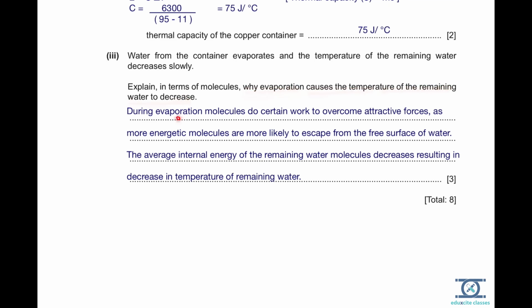So we know that during evaporation molecules do a certain amount of work to overcome the attractive forces. More energetic molecules are likely to escape, those molecules which have more energy are likely to escape from the free surface of the water. So the average internal energy of the remaining water molecules will decrease, and this results in a decrease in the temperature of the remaining water. As the internal energy is decreasing, that will result in the decrease in the temperature.